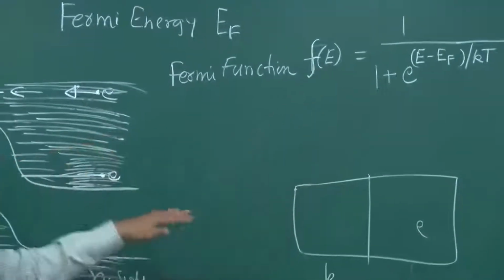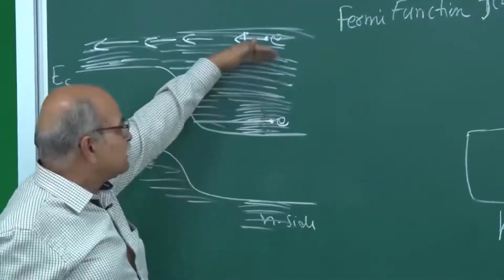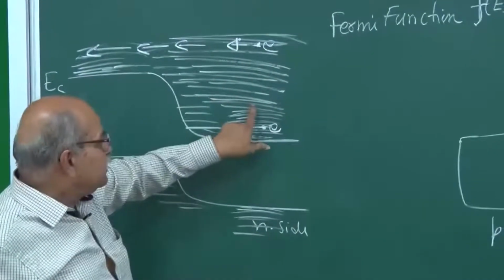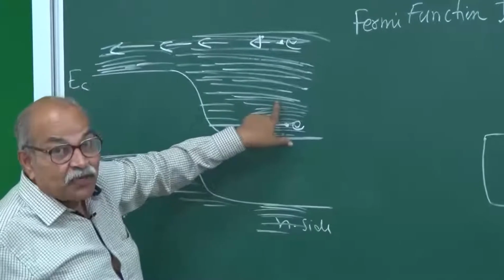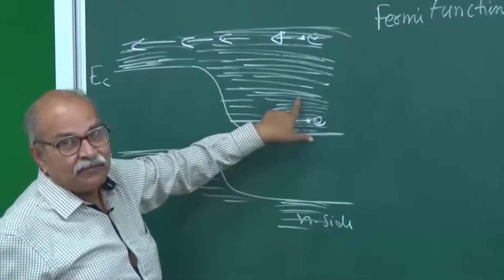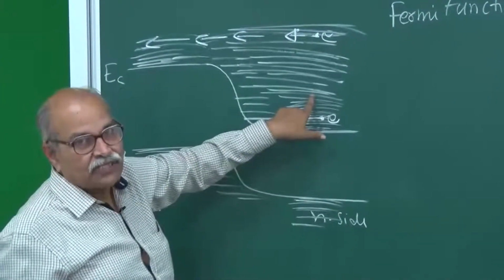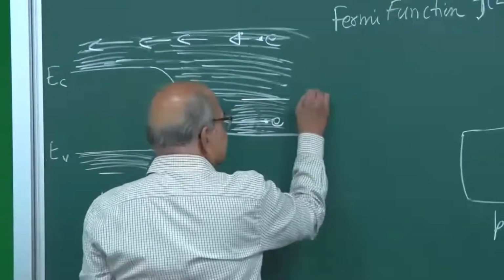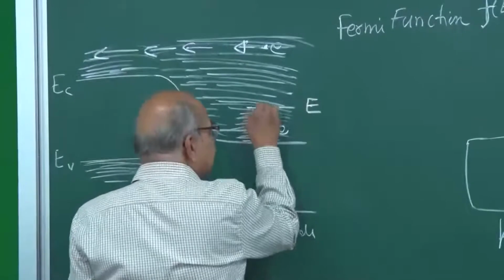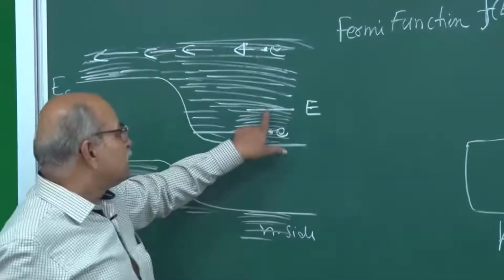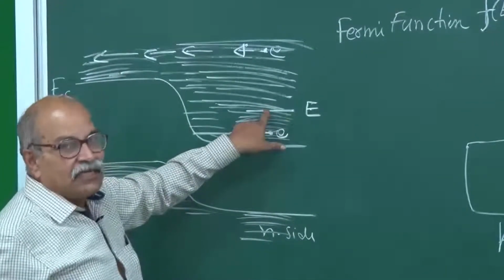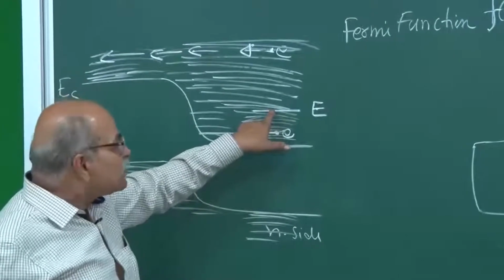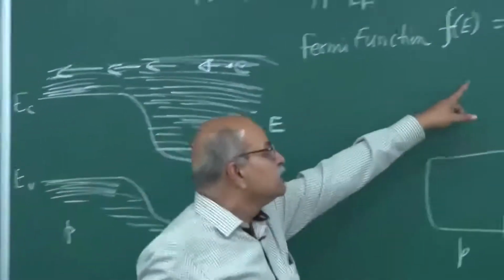So I repeat, you have these quantum states, and each quantum state can be occupied by an electron or it can be empty. No two electrons can go in one quantum state. So if I ask, at this energy I have a quantum state, what is the probability that an electron is occupying this? That probability is given by this function.